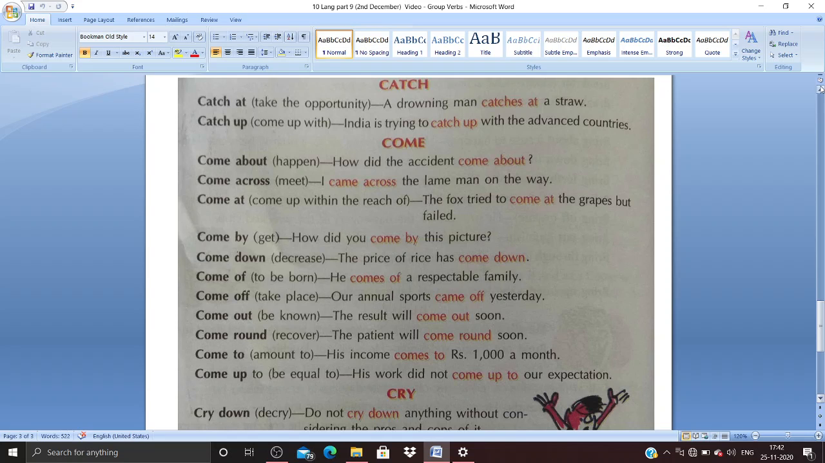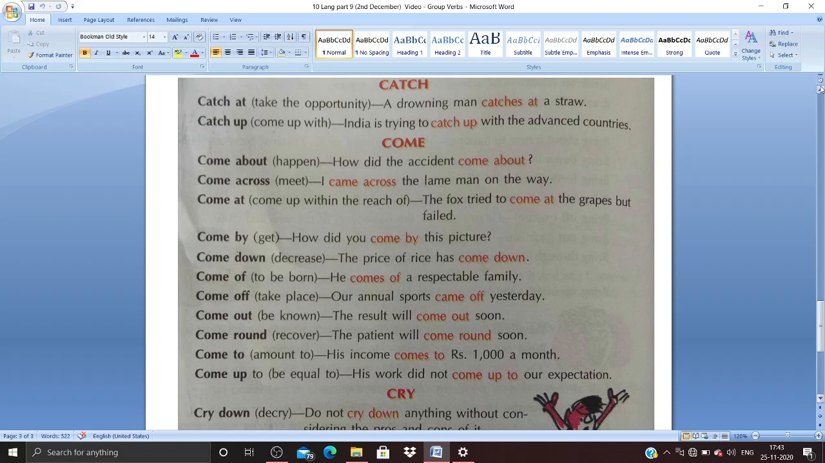Come. Come is a verb that we use quite often, and obviously it has so many meanings along with different prepositions. Come about, happen. How did the accident come about? Come across means meet. I came across the lame man on the way.